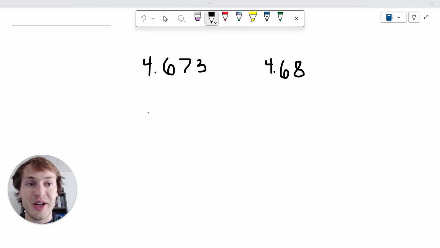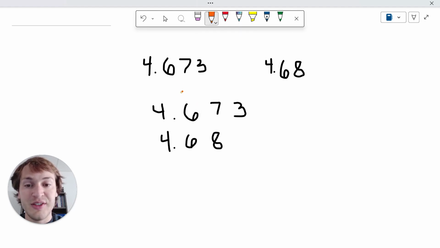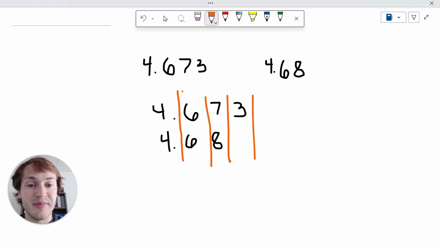What we do when we compare decimals is we line up these numbers by place value. So here's 4.673, and here's 4.68. Next, we go digit by digit to identify which of these numbers is going to be greater. We always start at the left, and we compare these 4s. Which one's greater? They're the same. Let's go to the next digit.